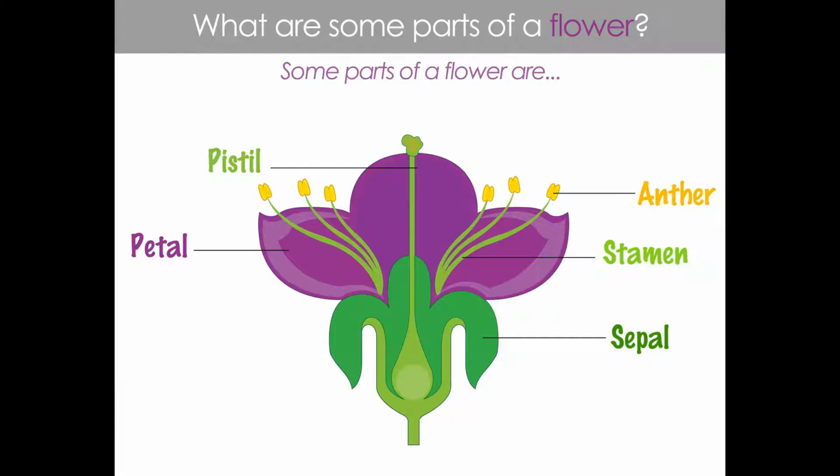What are some parts of a flower? Some parts of a flower are petal, stamen, anther, pistil, sepal.